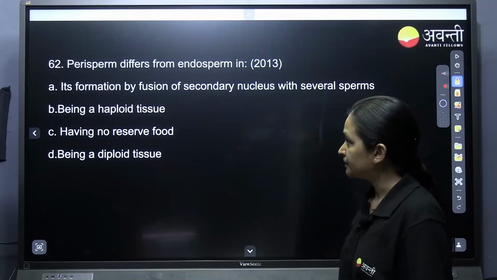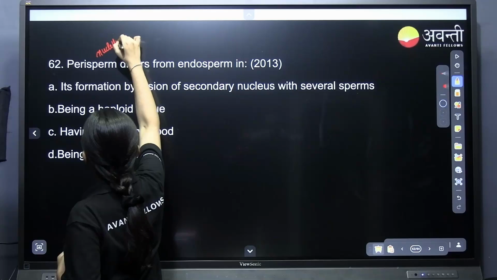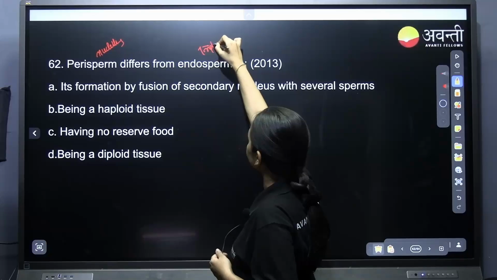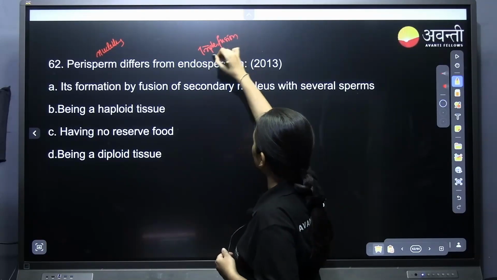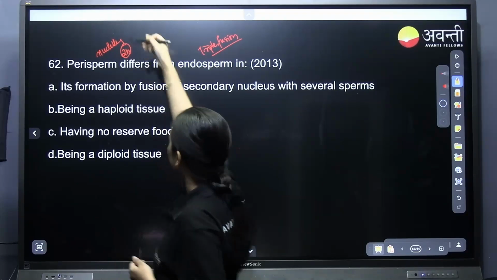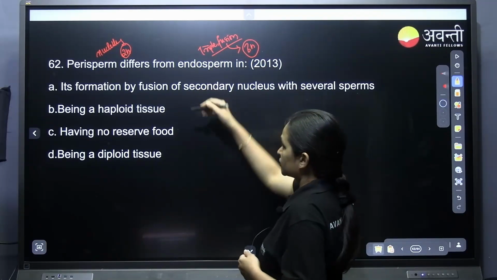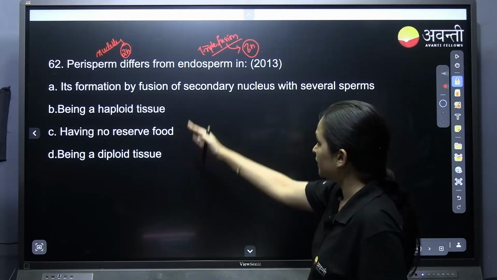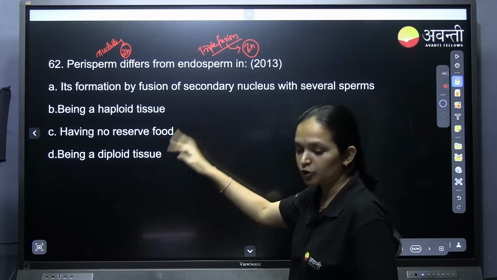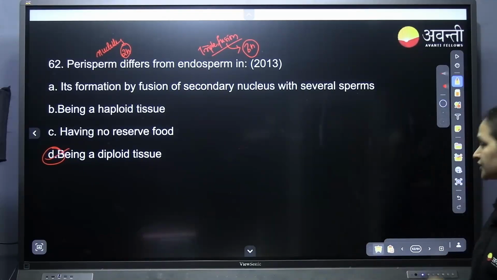Perisperm differs from endosperm in that perisperm is a persistent nucellus. Endosperm is formed after triple fusion. The nucellar cells are diploid in nature. After the triple fusion, the endosperm is triploid in nature. So, perisperm being a diploid tissue, that is the difference between perisperm and endosperm, isn't it? Yes. So, D is the correct answer.